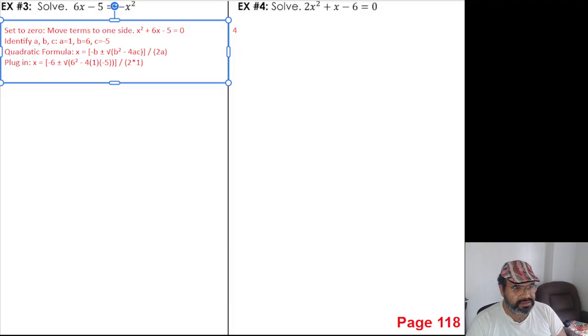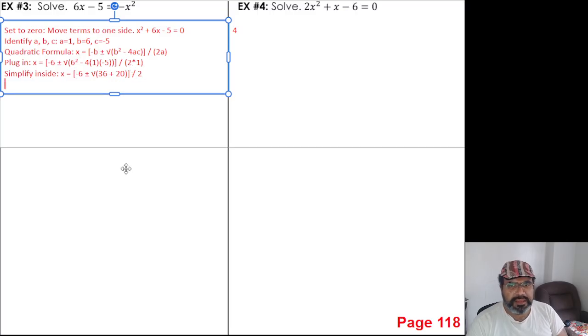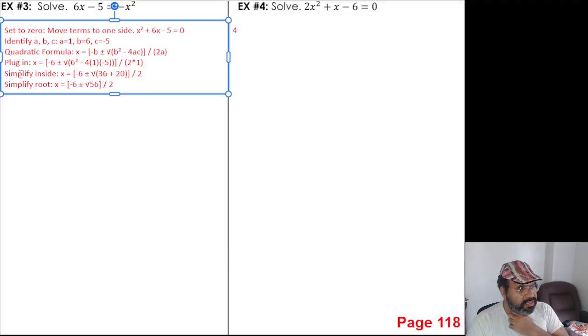Pay attention to solve this. Simplify all the parentheses you see over there, as much as you can. And after this, simplify the root, which means just add 36 plus 20. You're going to get square root of 56. And this is our final answer.